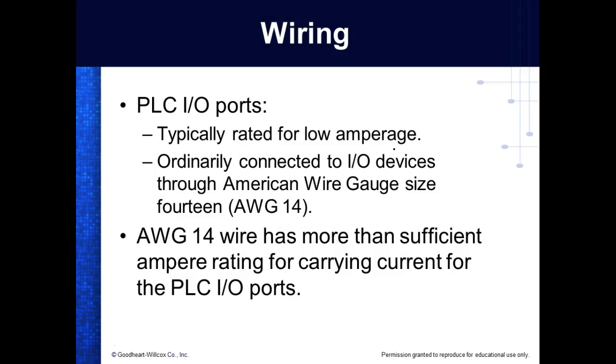Typically rated for low voltage, low current, ordinarily connected to IO devices. And this is not true, guys. It all depends. American wire gauge number 14, NEC rates this thing at 15 amps. And there's no way in the world we're going to get 15 amps out of a PLC, unless it's got what we call relay output. Normally, a rule of thumb, and this is something you have to look out for, is your output modules are usually rated around 2 amps.